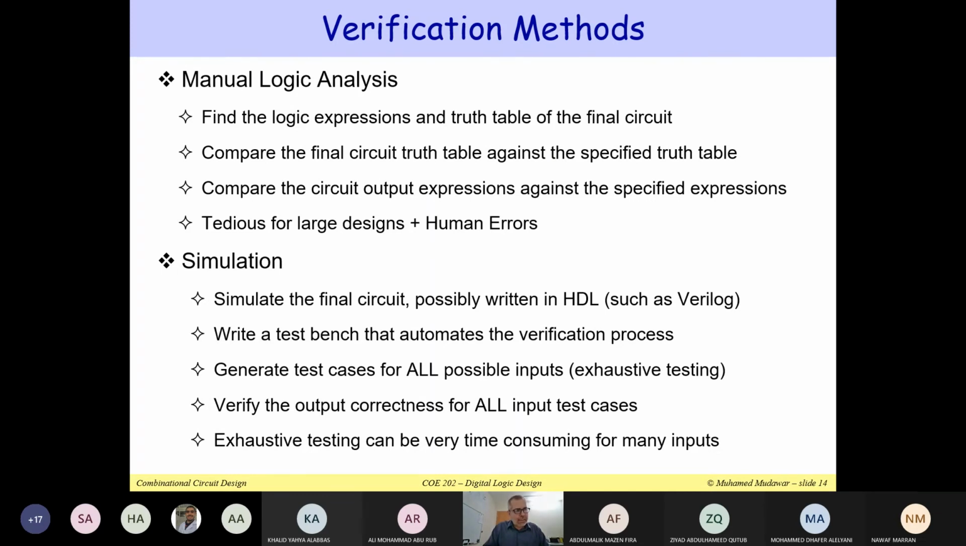Now, exhaustive testing depends, of course, on the number of inputs that you have. If the number of inputs is small, it can be done. But if the number of inputs becomes very large, then exhaustive testing can be very time consuming.